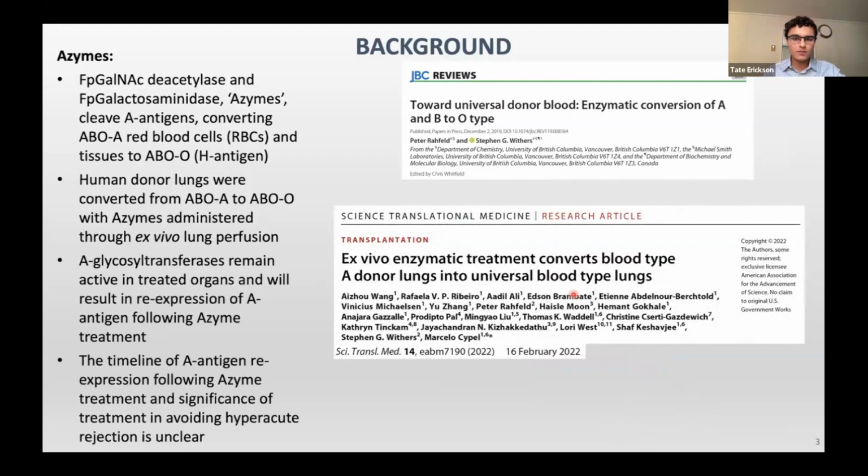And previous work on this project has successfully converted human blood group A red blood cells to mimic blood group O, as well as convert human lungs in an ex vivo lung perfusion model. However, the enzymes that are continuously decorating the tissues of blood group A individuals, which are glycosyltransferases, remain active. And so in vivo, we expect to see A antigen return. And so previous studies have not been able to assess A antigen re-expression, nor assess the clinical relevance of AZyme treatment.